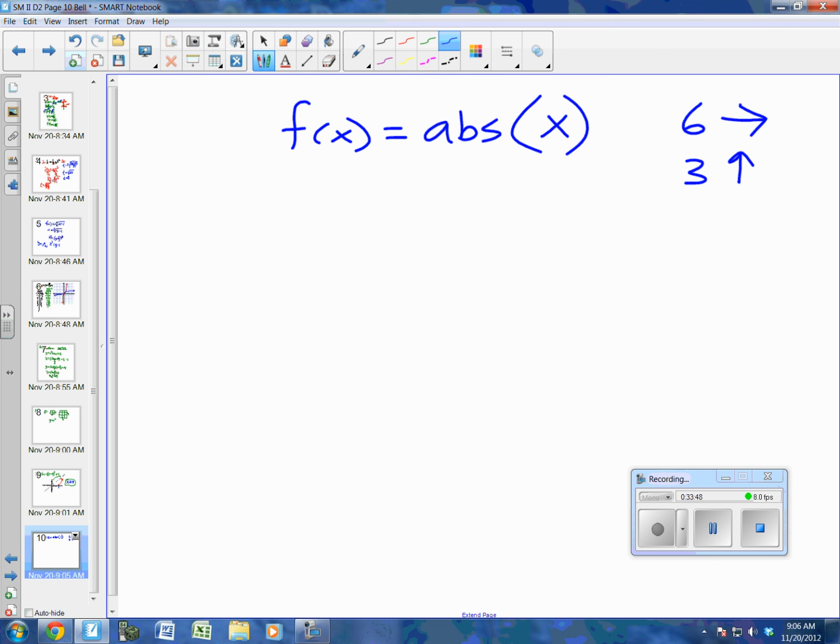Now, we know how to shift things left and right, don't we? If I want to shift this 6 units to the right, what do I do? Okay, I don't want you to say, I want you to say replace. Everybody, horizontal shifts. Everybody write this down. Replace. It's replace. Replace with what? Again, Kayla.